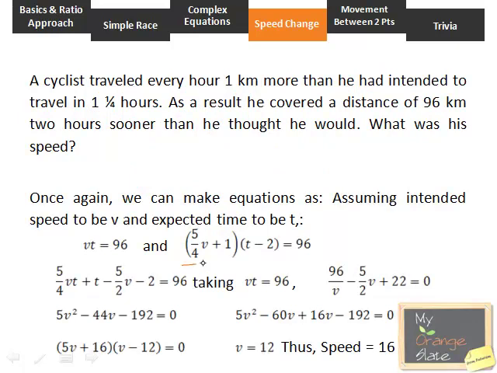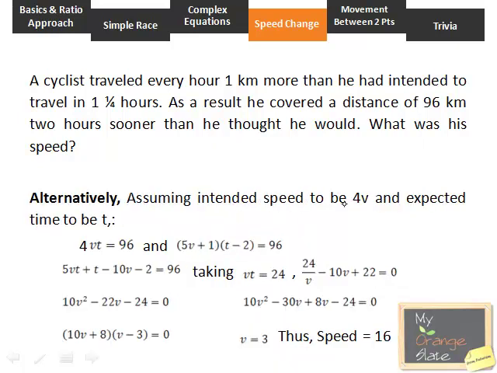If you make an equation like this, after elaborate calculations, we get the value of V is equal to 12, and that gives us speed is equal to 16 km per hour.